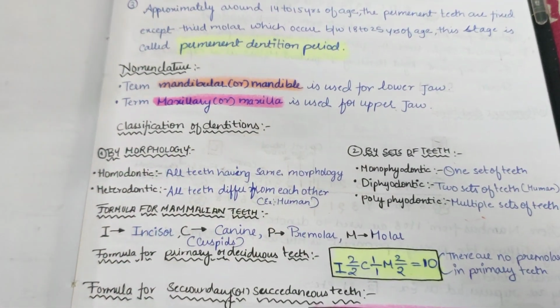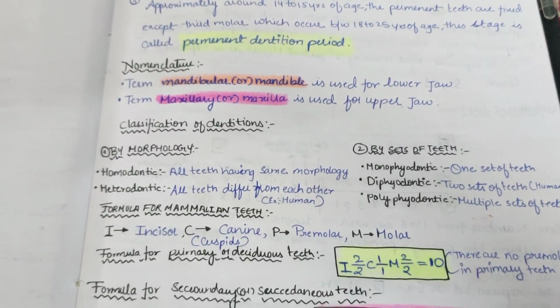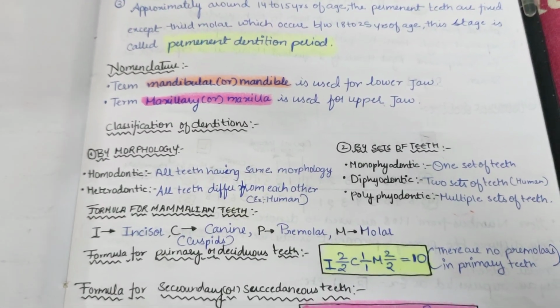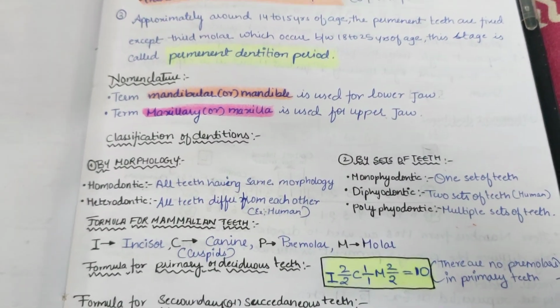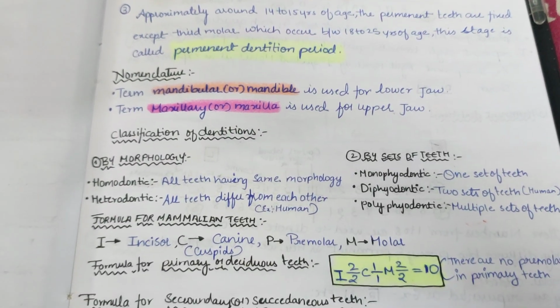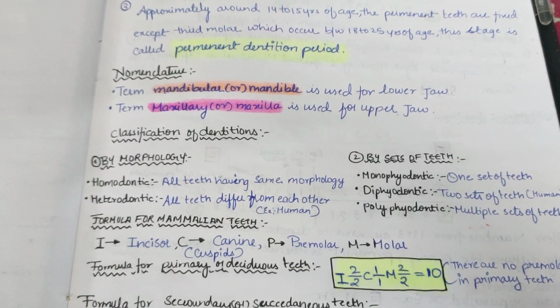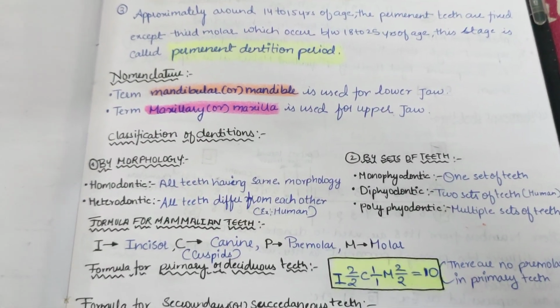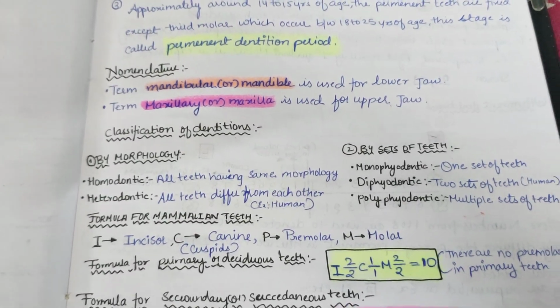Now classification of dentitions. There are two criteria for classification of dentitions. First is by morphology, that is the structure and appearance of teeth, like homodontic and heterodontic. Homodontic is having teeth of the same size, all teeth are of the same size. But heterodontic have different sizes, like we have different sizes for incisors, canine, molar, premolar, etc.